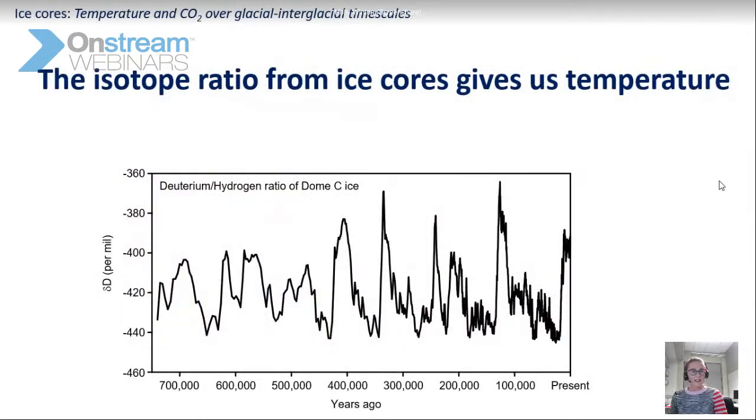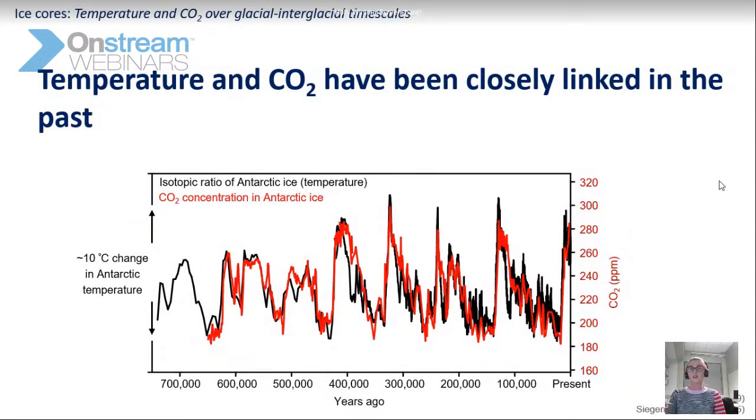Okay, so this is what the CO2 record looks like. It's on top of temperature. You can see that as one goes up, the other goes down. So when it's cold, temperature is lower, CO2 is lower, and vice versa.